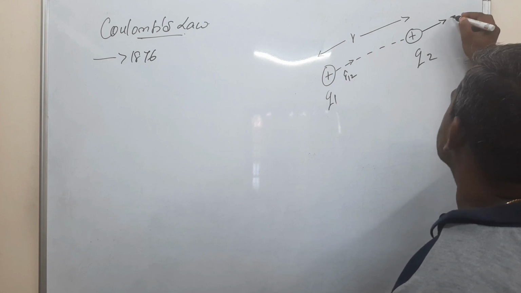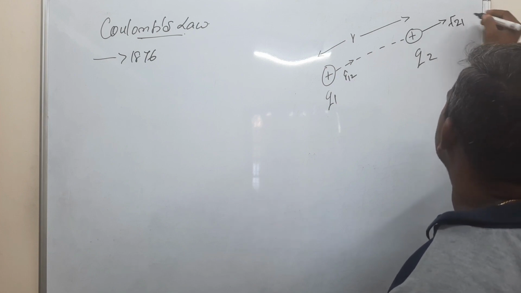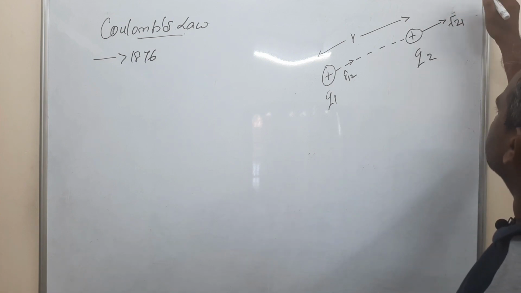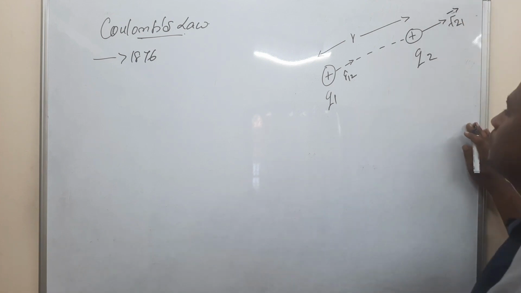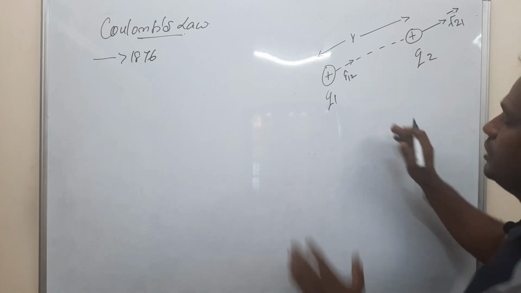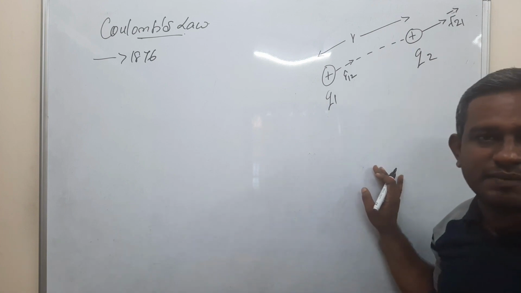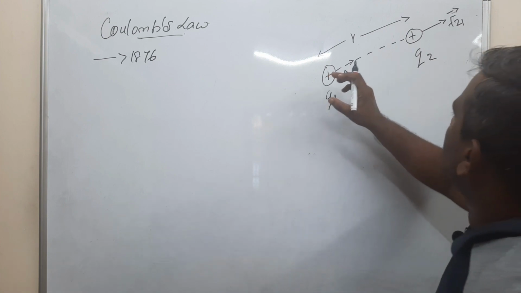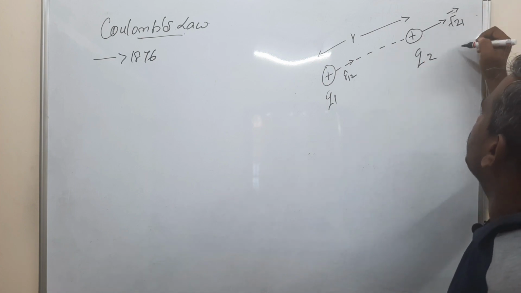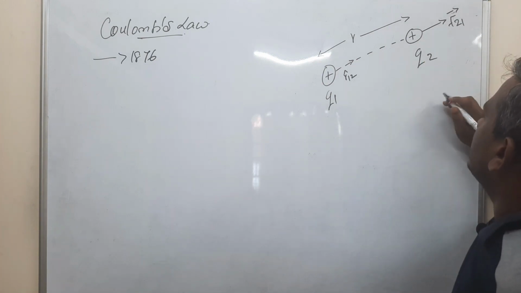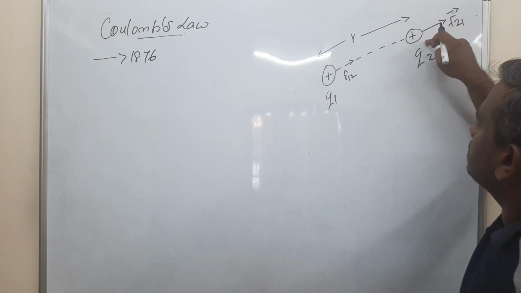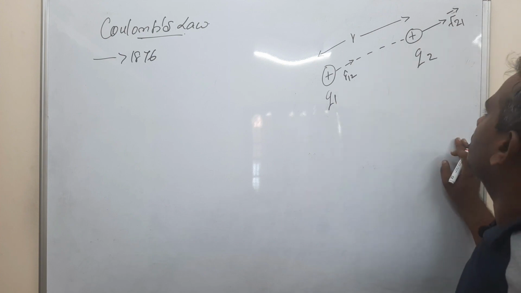So the force on the charge Q2 by Q1 is taken as the F21 vector. We know that both charges are positive charges, so what will happen? They will repel, so the force is in this direction. So F21 vector. So what is the meaning of this? The force acting on the charge Q2 by Q1.